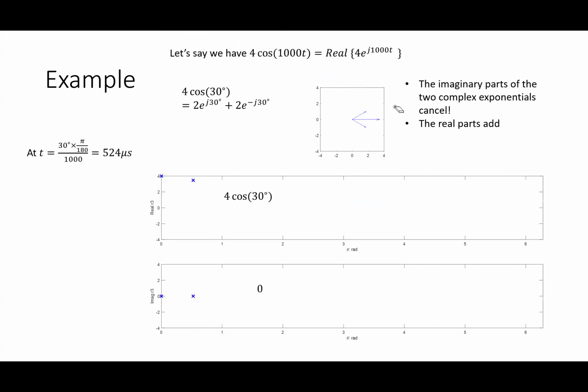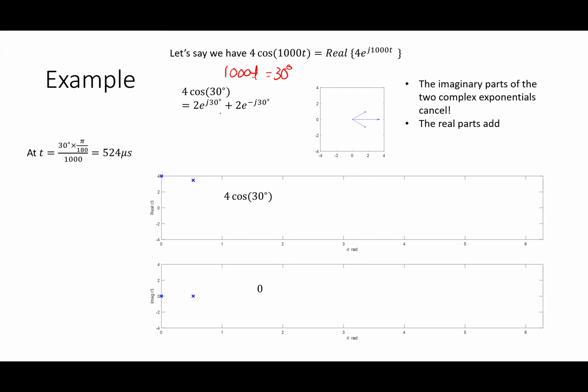Let's say I get to a time of 524 microseconds. I chose that because it's part of the period. What's a microsecond? 10 to the negative 6, right? So 524 times 10 to the negative 6. At that point in time, 1000 t is apparently equal to 30 degrees. So using this approach, I have 2e to the j30 plus 2e to the negative j30, which is 4 cosine 30.